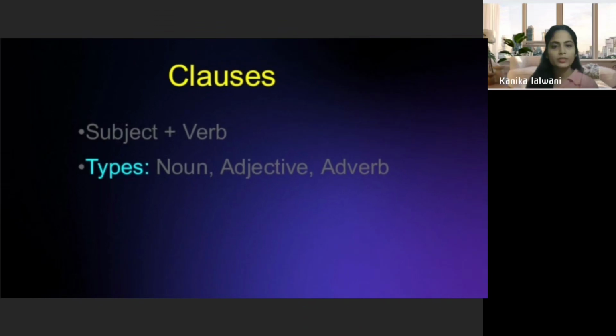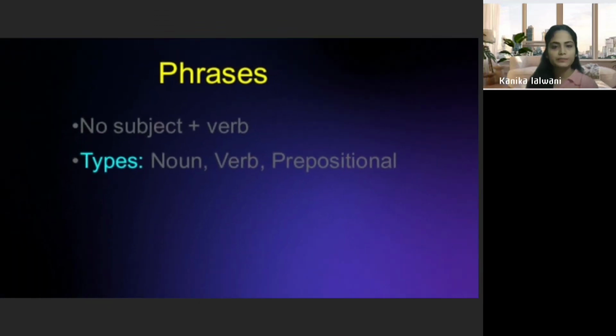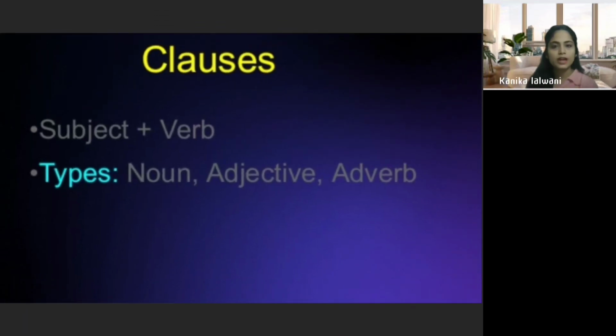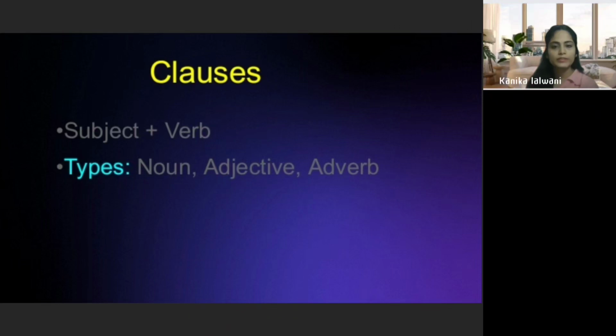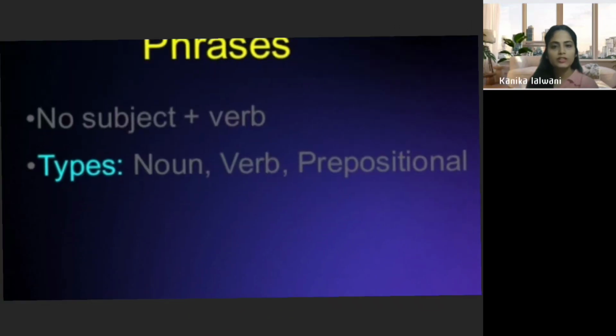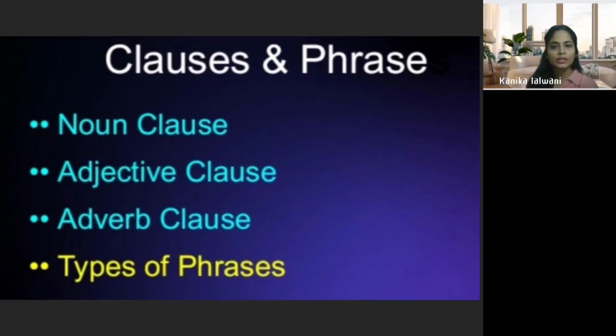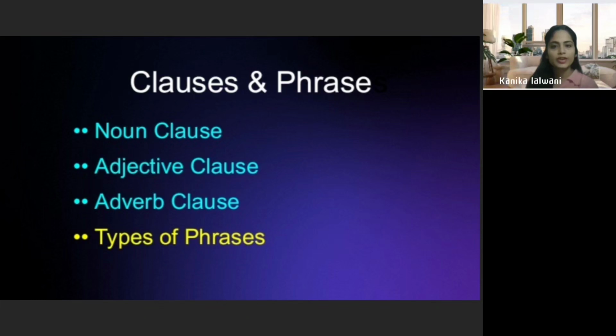Next, we explore clauses and phrases. A clause is a group of words that has a subject and a verb, while a phrase does not have both. We learn noun clauses, adjective clauses, and adverb clauses. We also study different types of phrases like noun phrases, verb phrases, and prepositional phrases.